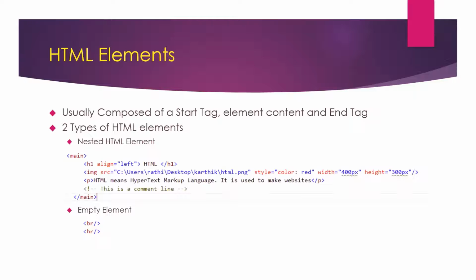So what are HTML elements? An HTML element is usually composed of a start tag, element content and an end tag. There are two types of HTML elements. First one is nested HTML element and the second one is empty elements. So what is a nested HTML element? A nested HTML element means an element that contains one or more HTML elements. Second is empty elements. Empty elements are elements that don't have an element content and an end tag.